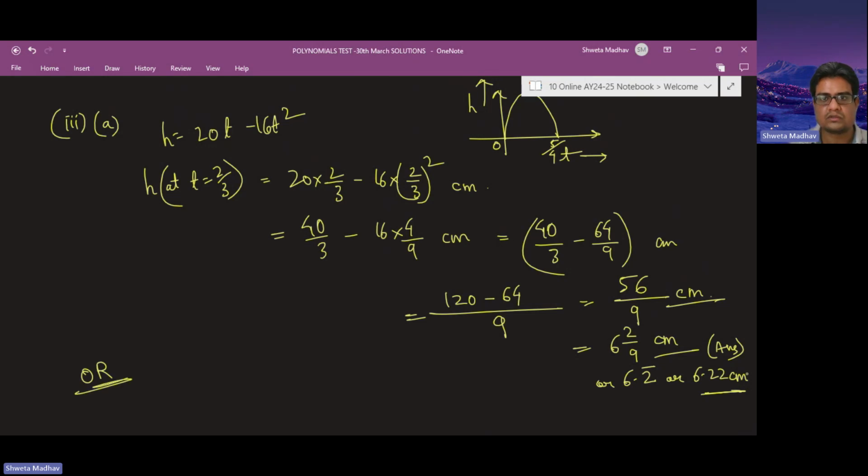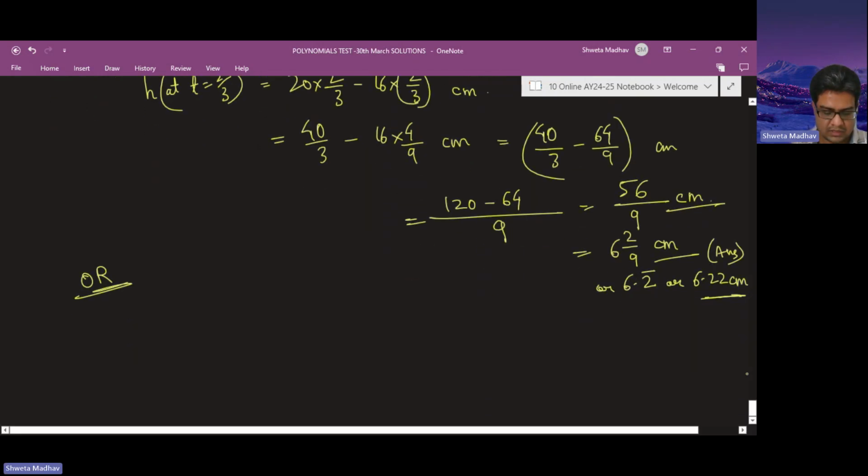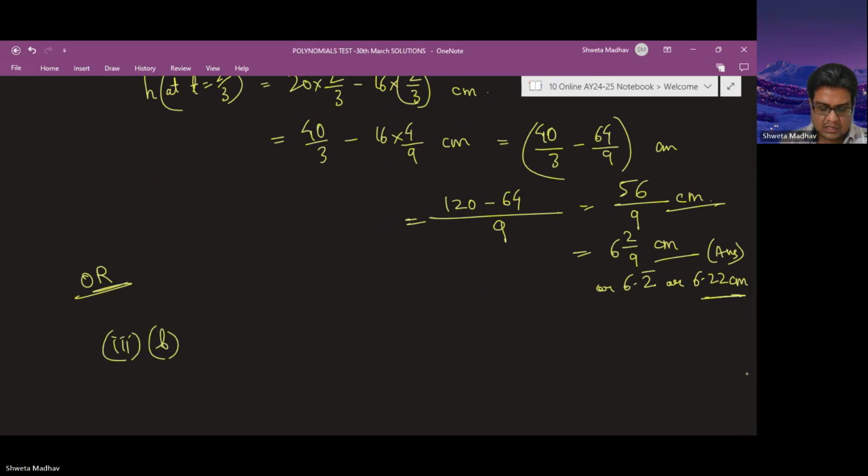And in part 3B, it has been asked: how much distance has the dolphin covered before hitting the water level again? So it will hit the water level again at t equal to 5 by 4 seconds.